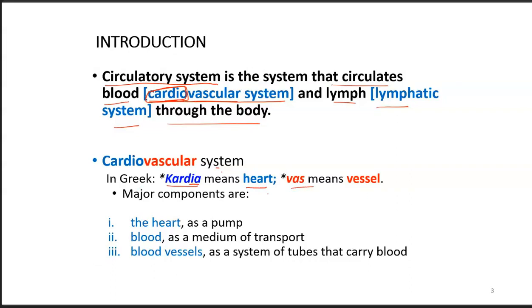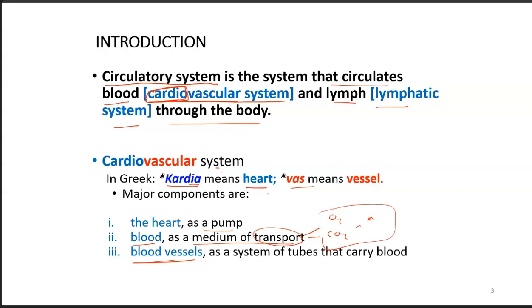Major components are the heart, which acts as a pump to pump blood, and the blood itself, which is a medium of transport to transport respiratory gases, oxygen and carbon dioxide, nutrients, and wastes. Lastly, the cardiovascular system involves the blood vessels, artery, blood capillaries and veins, which act as a system of tubes that carries blood.